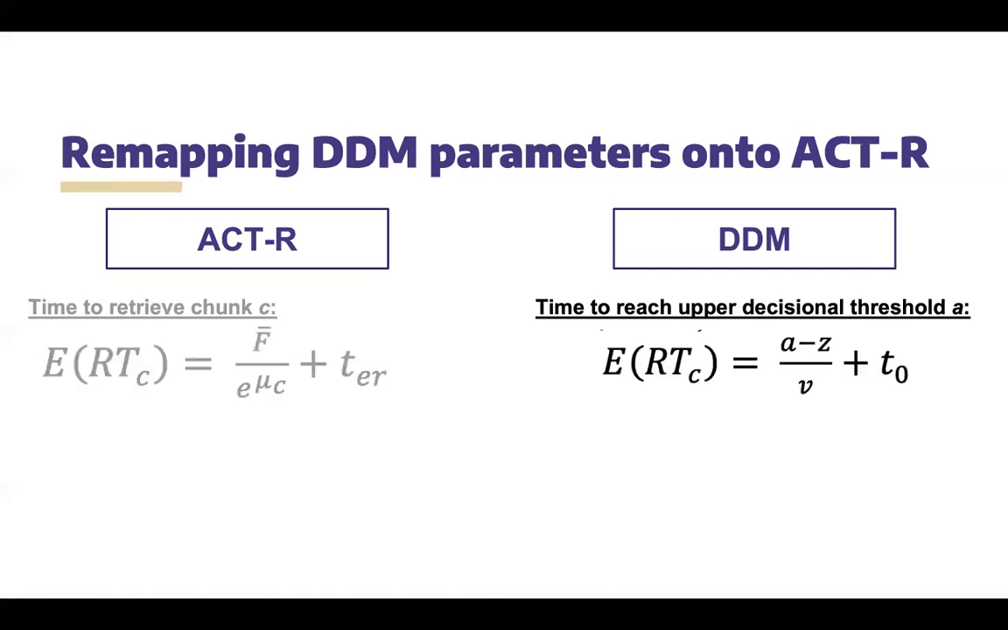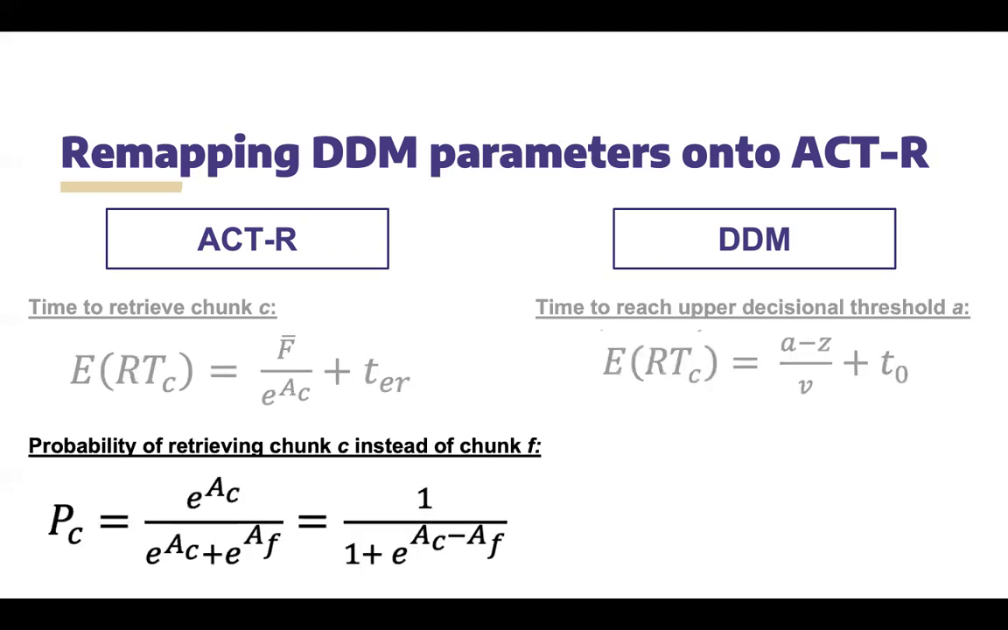DDM assumes evidence accumulation at a constant rate. So the equivalent equation within DDM is represented by the expected time for accumulator C to reach the upper decisional threshold A, and is dependent on the decisional starting point Z and drift rate V with a scaling factor T0.